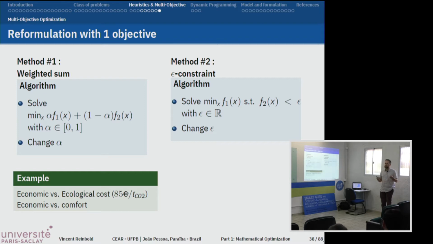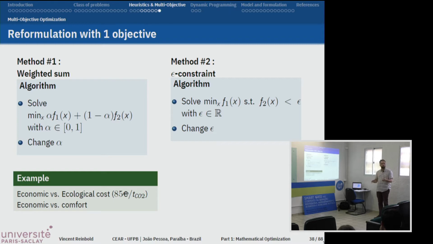It's easy to understand with the ends. Let's say I have two objectives, and I take one objective and put a constraint on it. I turn it into a constraint.